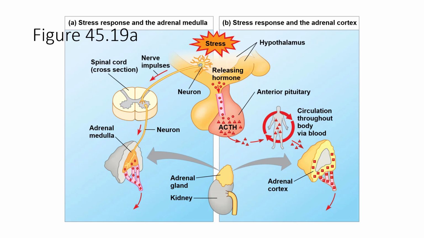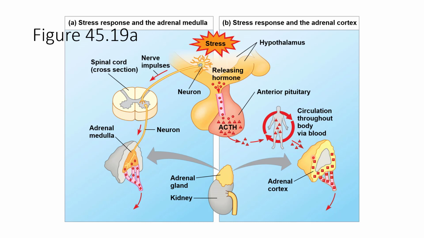Here's an example of a kind of complex reaction where we have stress in the body, which causes the nervous system to kick in, sending signals to the adrenal glands. The adrenal gland has two parts, the medulla, which is inside, and the cortex, which is outside. And in this case, the medulla is stimulated, causing the release of hormones like epinephrine. Meanwhile, in the anterior pituitary here, we might release a hormone which circulates throughout the body, which makes its way to the adrenal cortex, causing hormones to be released.